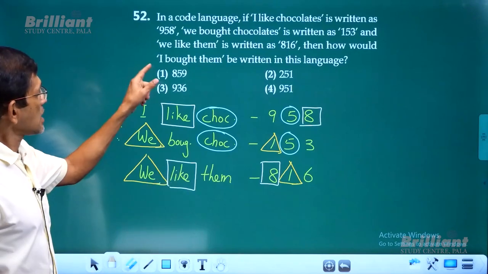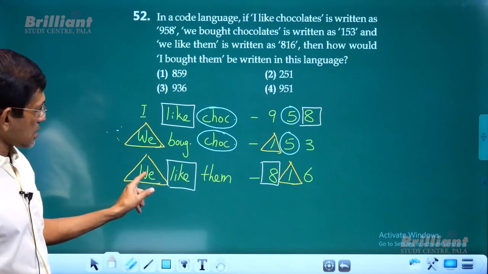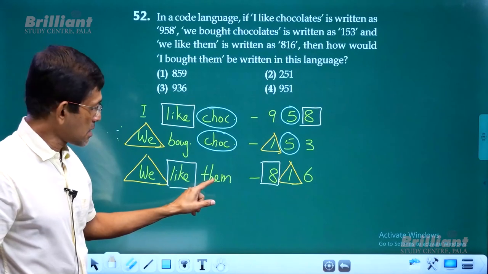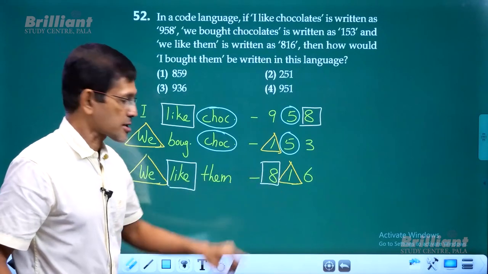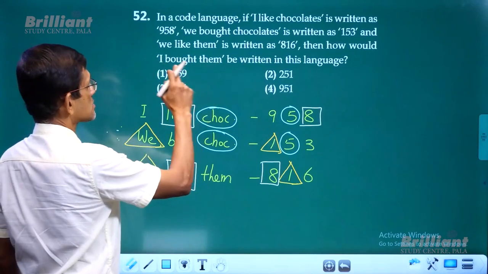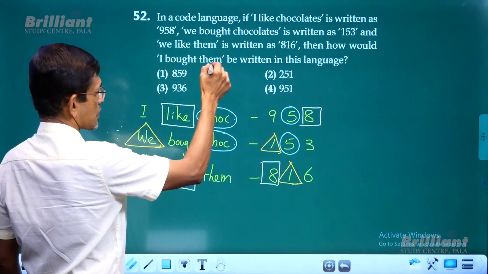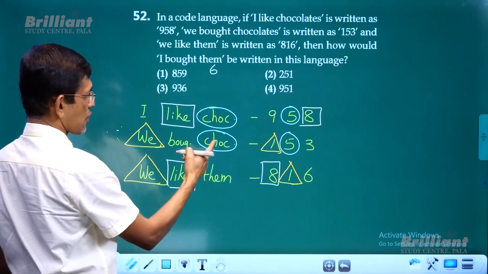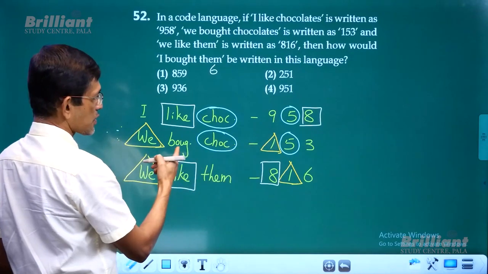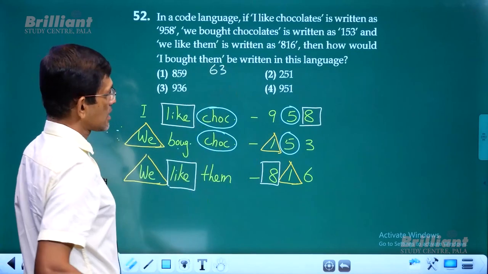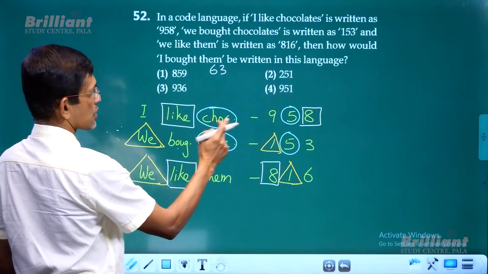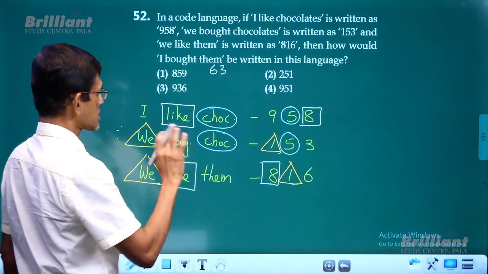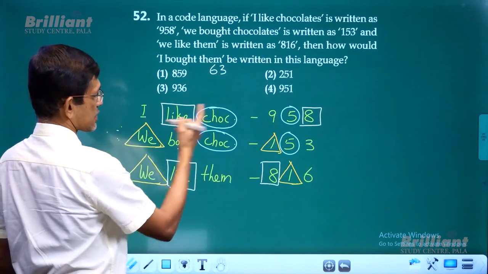So what we are looking for is I bought them. We have the codes 1 and 8 for we and like. And for them, the code is 6. And bought: here we have we and chocolates, with codes 1 and 5, so the code for bought would be 3. So 6, 3. Then I. Here 5 and 8 are the codes for chocolates and like, so it doesn't matter. Here I is left out, so the code for I is 9.